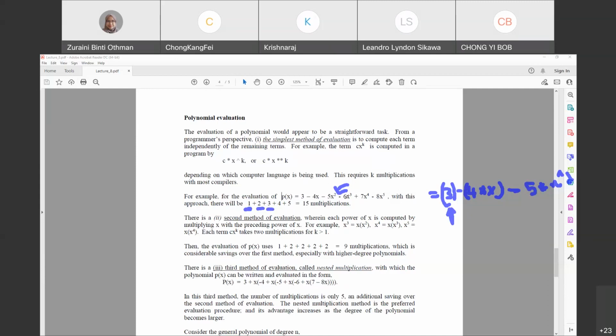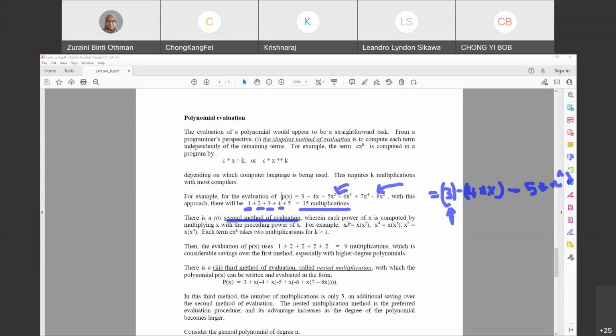And if it is 6 X kuasa 3, it is 6 kali X kali X kali X, which is X kuasa 3 tu kan. Akan dapat 4 computation. And to calculate all this equation, you have to involvekan 15 multiplication dekat situ. Okay, and to make it more simpler, you can use second method of evaluation.